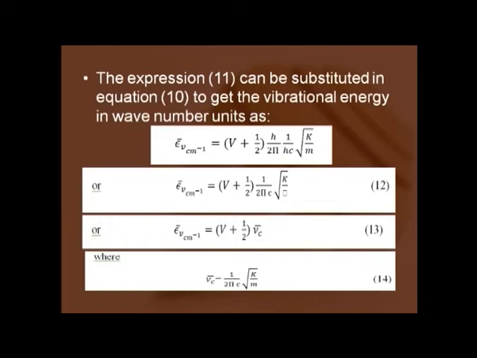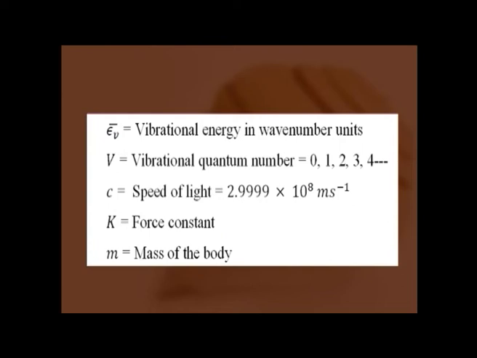That is, the vibrational energy in wave number units, that is in centimeter inverse, is equal to (v + 1/2) (h/2π) (1/hc) √(k/m), or this can be written as Ē_v in centimeter inverse is equal to (v + 1/2) (1/2πc) √(k/m), as shown in equation 12, or Ē_v = (v + 1/2) ν̄_c, as shown in equation 13, where ν̄_c is equal to (1/2πc) √(k/m), as shown in equation 14.